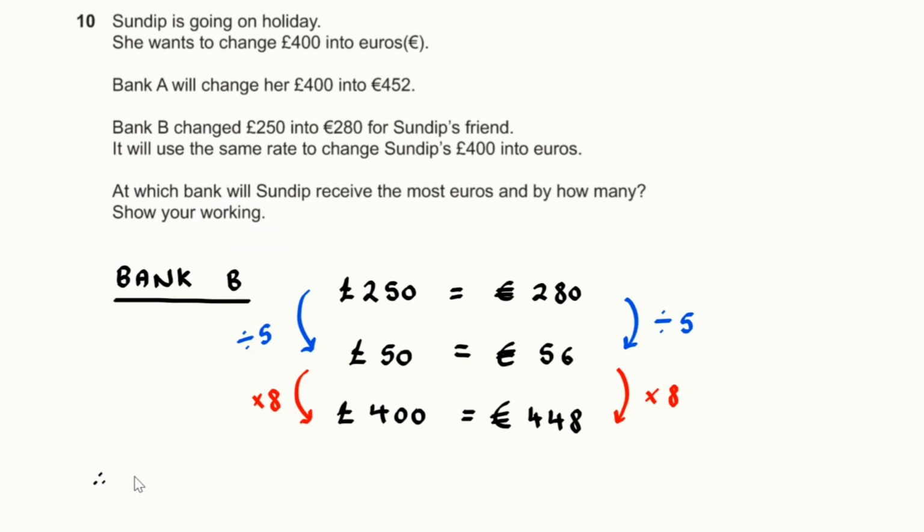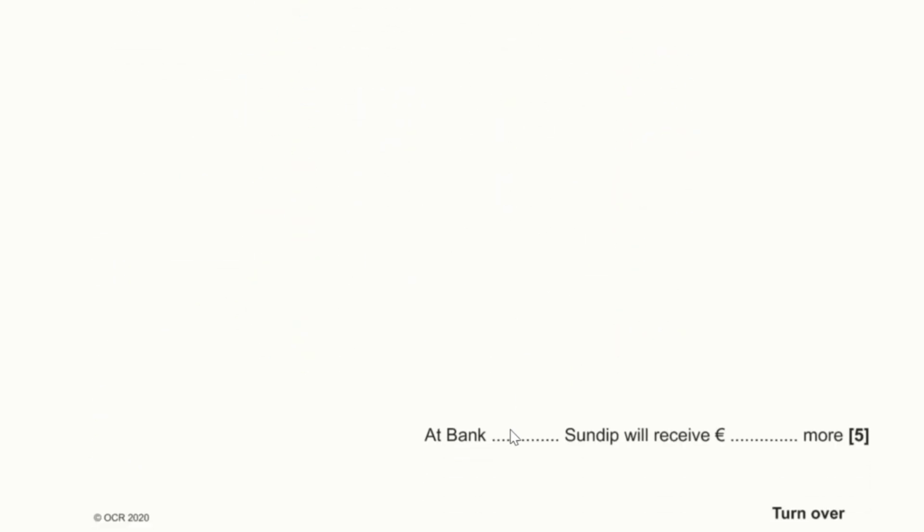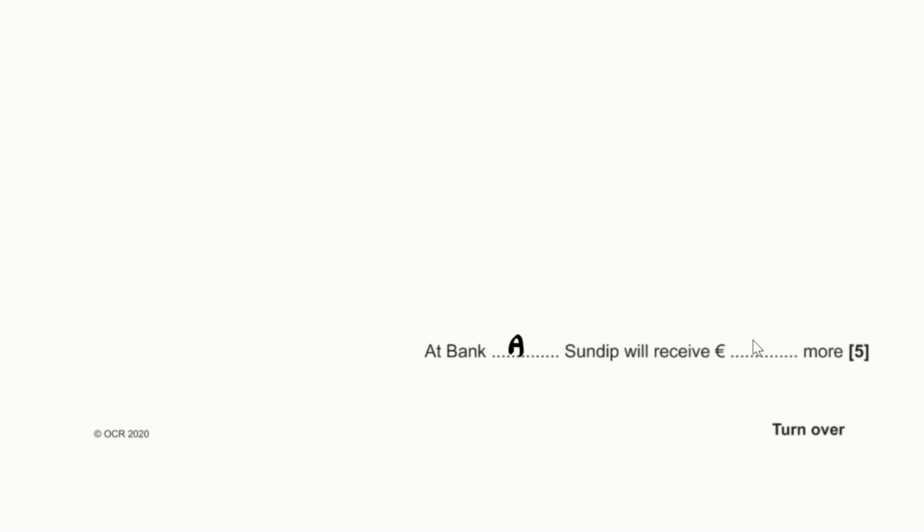And therefore, you can see Bank A gets us the most money. And if we find out the difference, 452 minus 448, that's equal to 4. So the difference is €4.